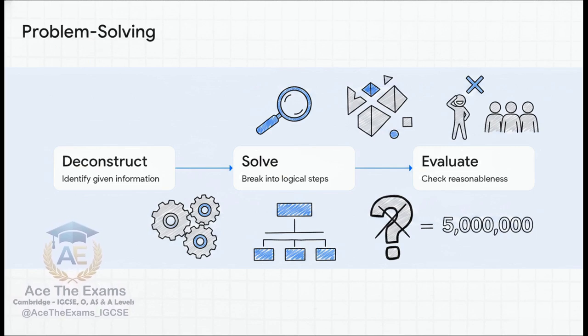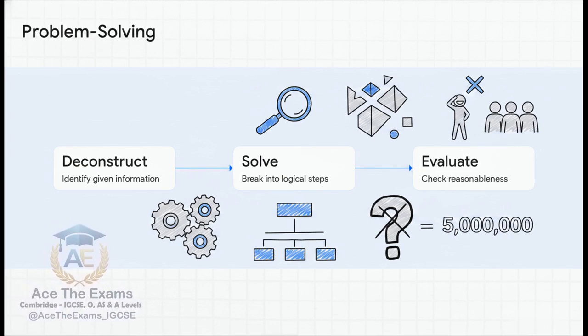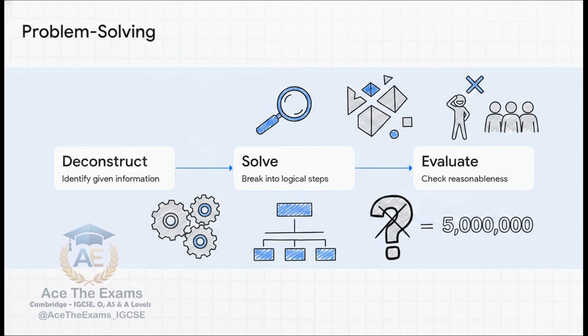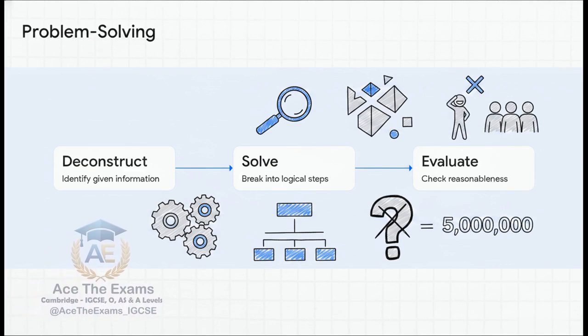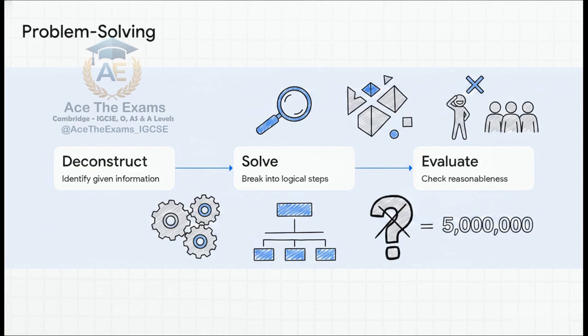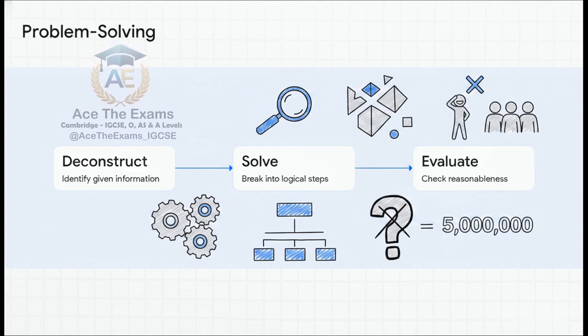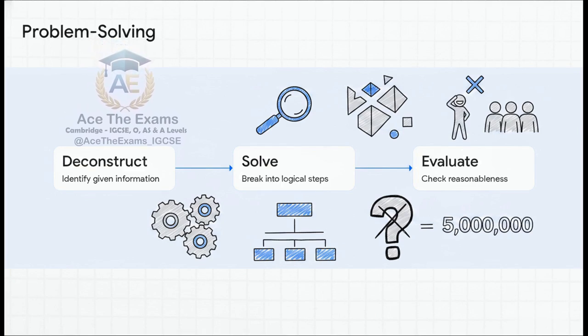It's right there at the end. You don't multiply the total unrestricted ways by the subgroup ways. That logic is totally poisoned because the student failed to deconstruct the information, solve systematically, and evaluate the reasonableness of the answer. If your calculation results in a number larger than the total possible unrestricted combinations, your evaluation step should immediately catch that fatal error.